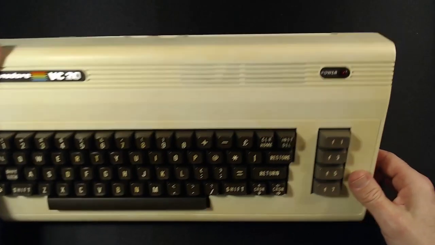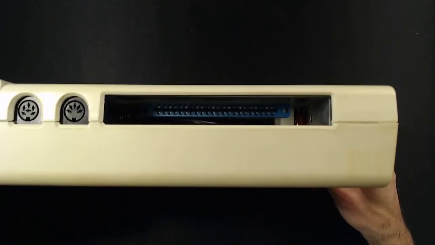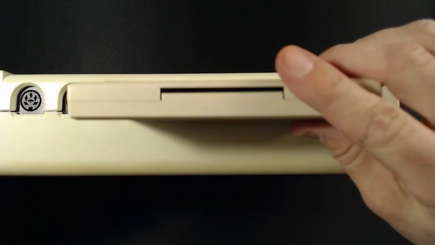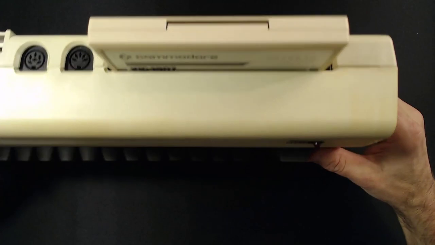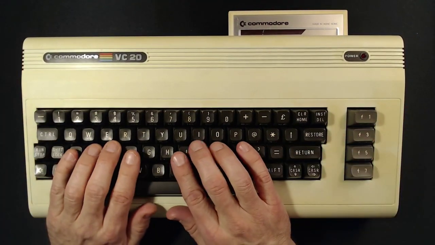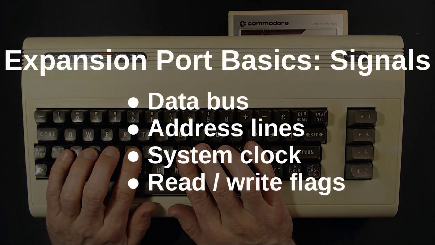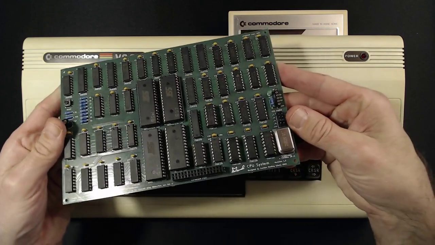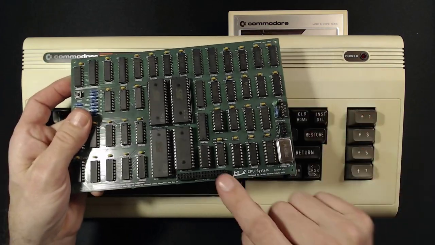An expansion port allows adding new hardware to a computer without having to change its inner workings. Apart from power and ground, expansion ports usually expose four signal types: the data bus lines, the address lines, the system clock, and the read-write control signals of a processor. My minimal CPU system here has an expansion port too.